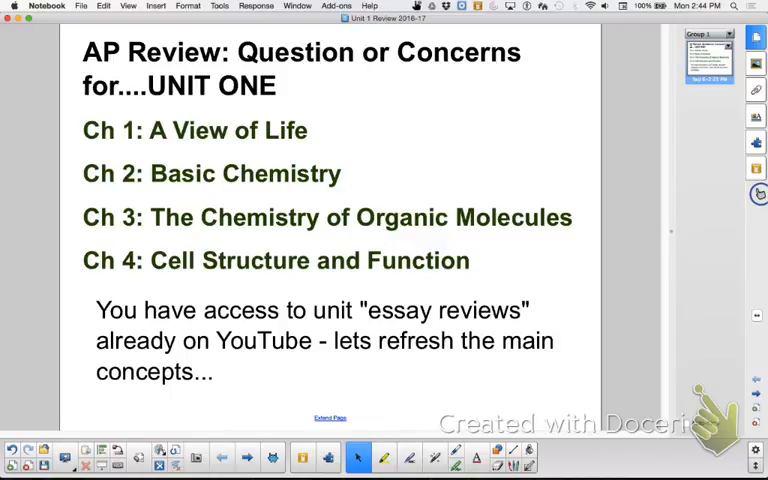Atoms build molecules. There are 3 important inorganic molecules. What are they? Carbon dioxide, water, and oxygen. There are 4 important organic molecules. What are they? Lipids, proteins, nucleic acids, carbohydrates. You should know those are all polymers. What are the monomers for those? Carbohydrates are built out of monosaccharides. What do we call those? Sugars.